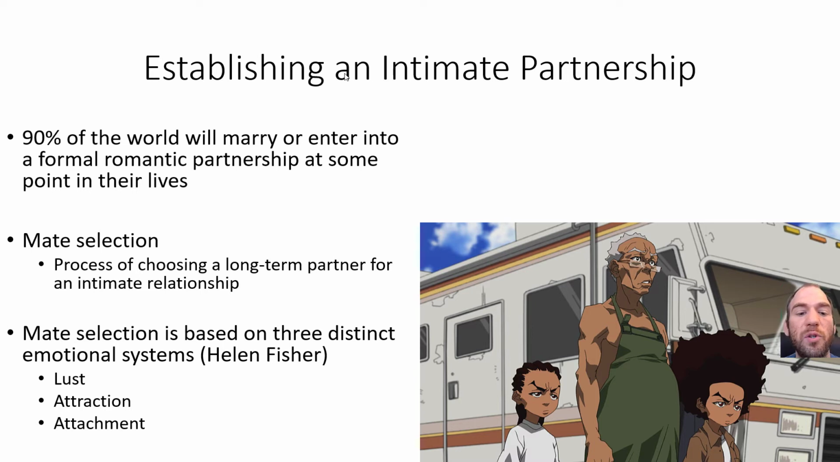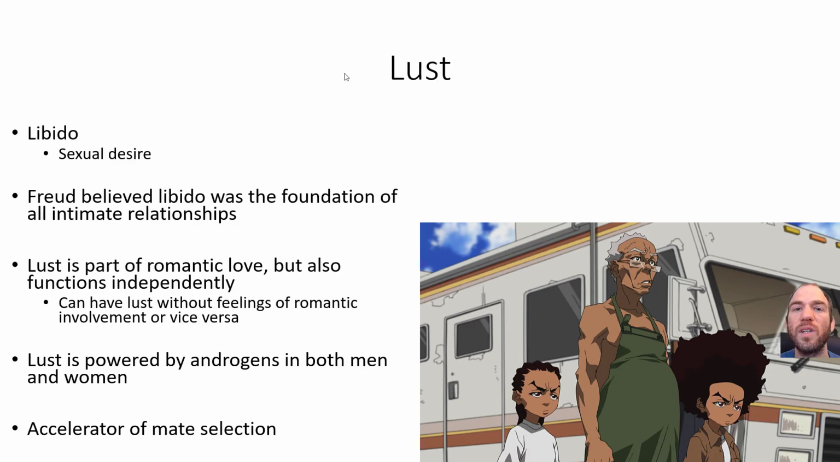Mate selection is based on three distinct emotional systems: lust, attraction, and attachment. Beginning with lust, libido, defined as sexual desire. Freud believed libido was the foundation of all intimate relationships. Lust is part of romantic love, but also functions independently. You can have lust without feelings of romantic involvement, or vice versa. Lust is powered by androgens in both men and women, and it's conceptualized as an accelerator of mate selection. So one foundation of an intimate partnership is lust, sexual desire.